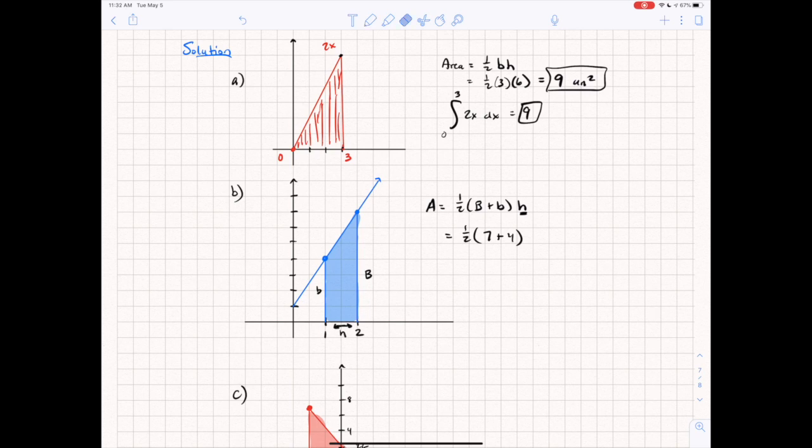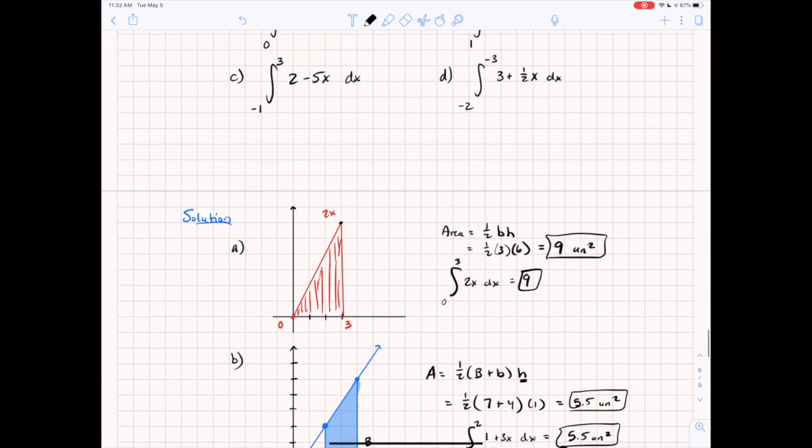Trapezoids are kind of weird. Luckily, again, we don't have to worry about it too much. Multiplying all this stuff out, this would give me 5.5 square units. And this right here is the answer to the definite integral from 1 to 2 of 1 plus 3x dx. This answer is 5.5. Again, a definite integral represents finding the exact area of a shaded region, and we just did that by using a trapezoid formula.